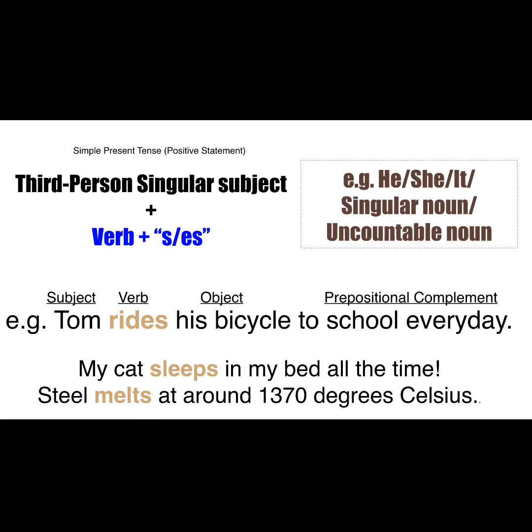My cat sleeps in my bed all the time. Because my cat is a third person singular subject, therefore we need to add s after sleep, the verb. Same as the last example. Steel melts at around 1370 degrees Celsius. Because steel is an uncountable noun, we consider it as third person singular subject as well. So we need to add s or es after melt. It becomes melts. So this is how we form a positive statement in simple present tense with third person singular subject.